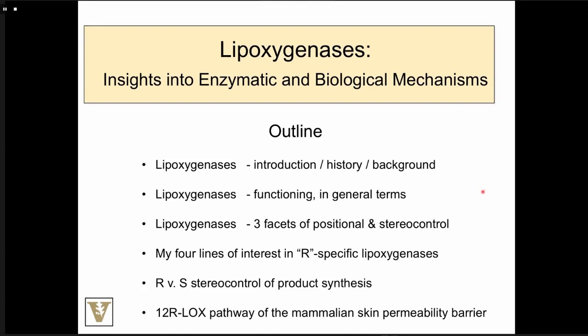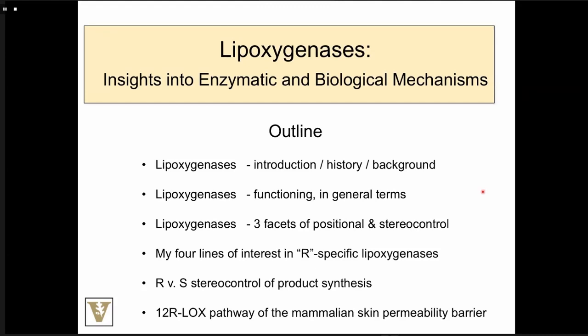Here's a short outline of where we're going. A little bit of background to begin with, then something about the functioning of these enzymes in very general terms. Then I'm going to dig into 3 different aspects of the positional and stereo control by these enzymes in making their products, the fatty acid hydroperoxides.